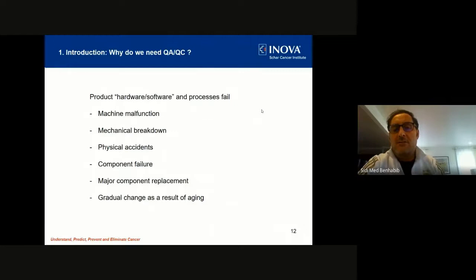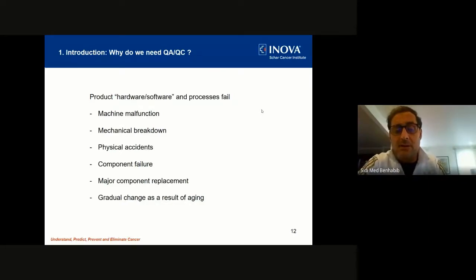So the question now is, why do we need the QA? And as I mentioned, the QA and QC is very important. We do it because of machine malfunction and mechanical breakdown, and we do see it. I see it personally almost every day. I have to replace an MLC motor of the machine. I see it almost every day. We have malfunctions of the machine.